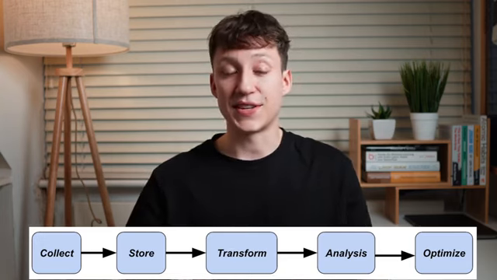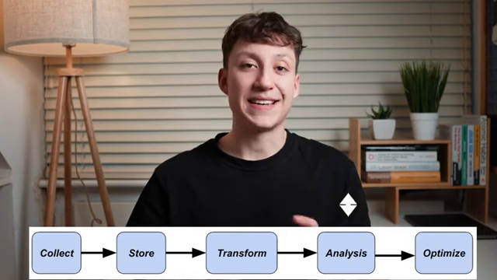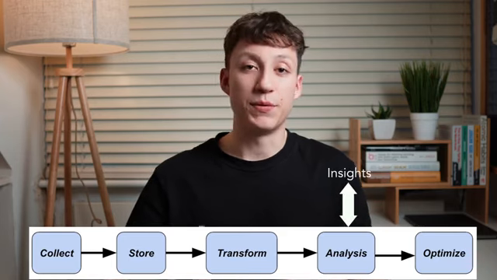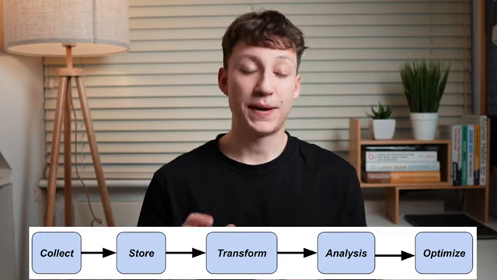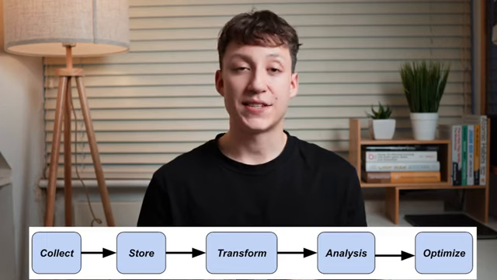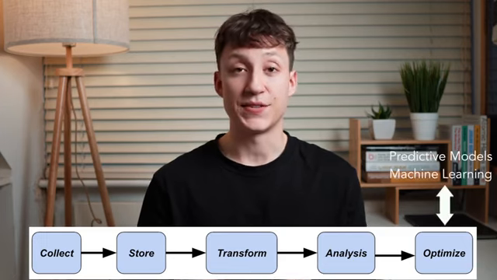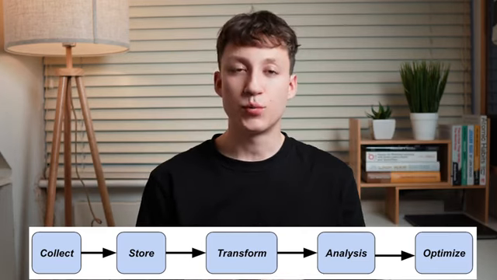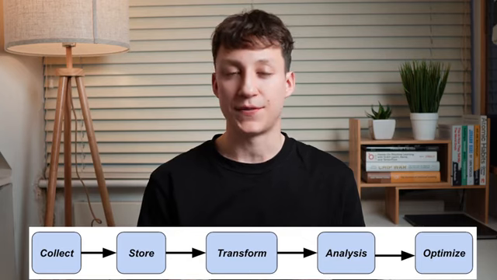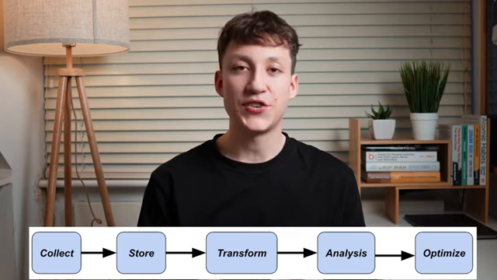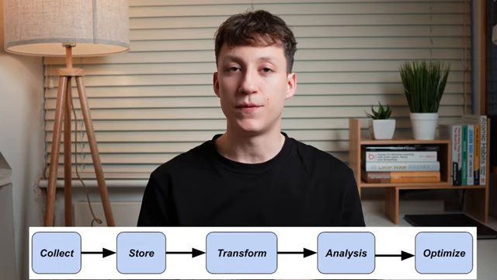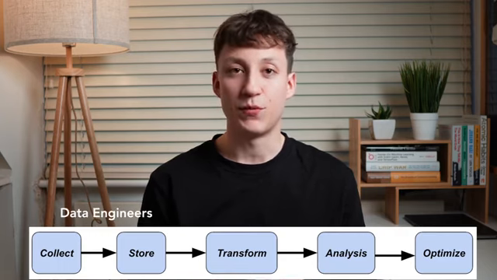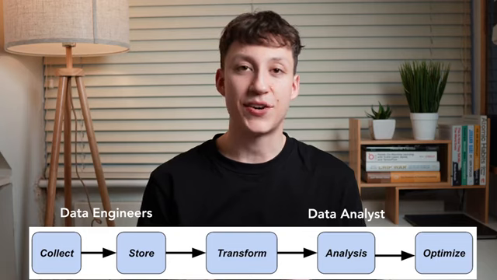After the data is nice and clean, we could then do some basic analysis to gain some insight and help the business. Finally, the last pinnacle of the data flow process is to optimize decision making in the business through predictive modeling and testing. Now, different roles will control different aspects of this data flow. For example, data engineers are mainly responsible for the collecting and storing stage. Data analysts are mainly responsible for the analysis part, and data scientists typically look after the optimization step.